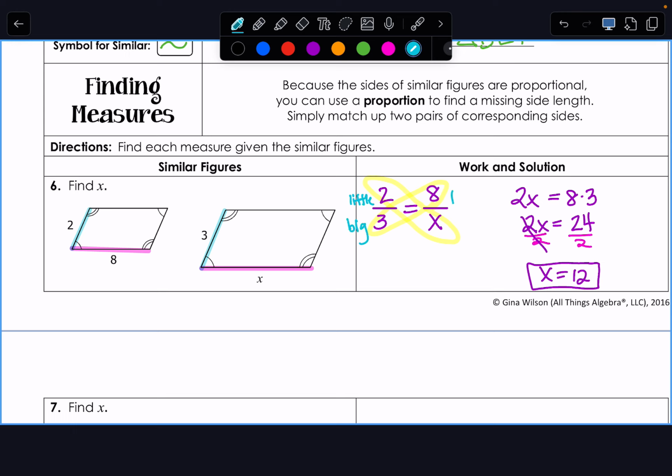Okay, I'm just going to make a little note right here. I'm not saying that you have to write this down, but I want to emphasize that if you set up a proportion, you have to be consistent. So if your first fraction is little over big, then your second one needs to be little over big. Or if it's big over little, the second one needs to be big over little.